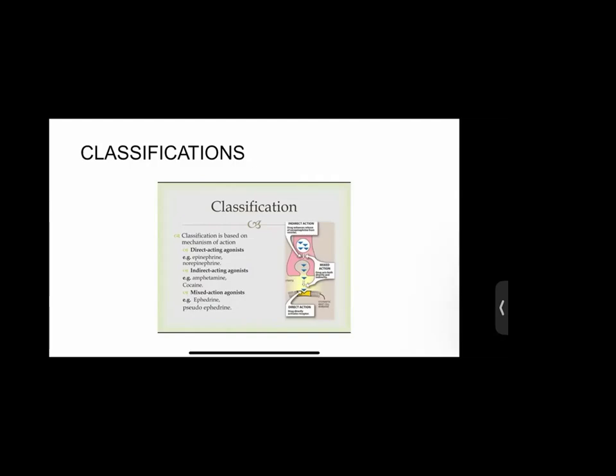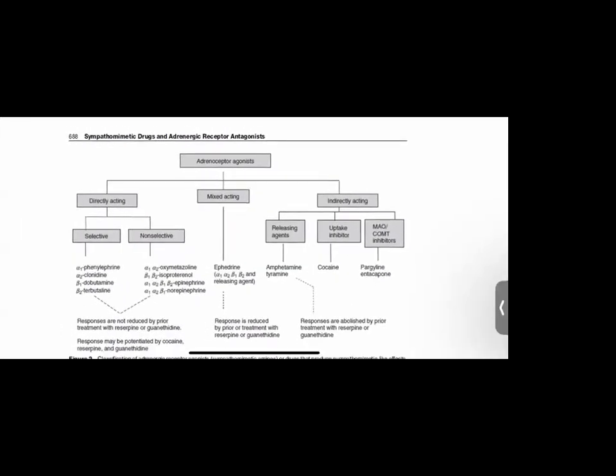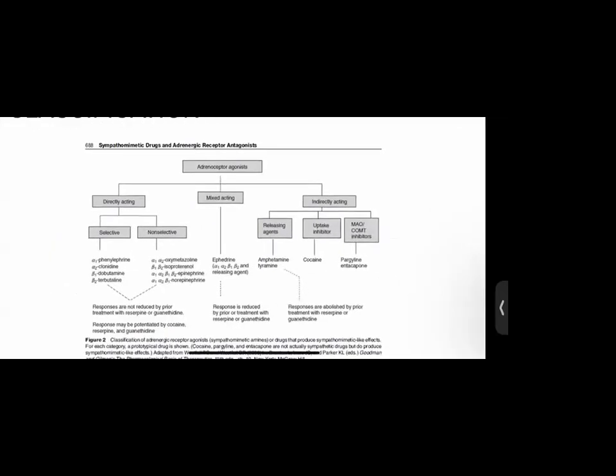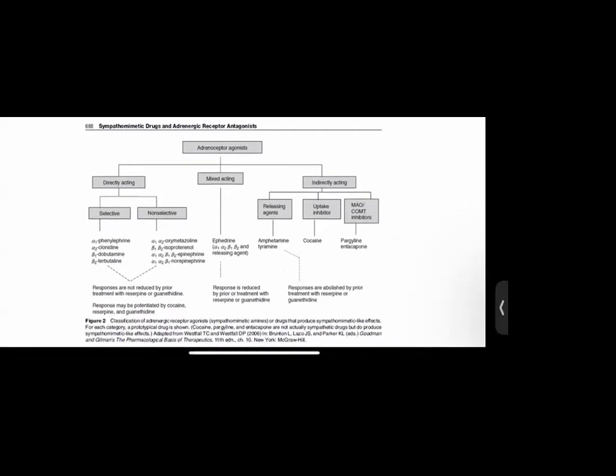Then the next slide is a diagram that summarizes the sympathomimetics. You can see it's a little bit tiny. We have the direct acting, selective and non-selective. Then we have the mixed acting and the indirectly acting, which are either releasing agents like amphetamine, or those that prevent reuptake of epinephrine and norepinephrine, like cocaine. And then we have the monoamine oxidase inhibitors, which prevent degradation of these catecholamines.